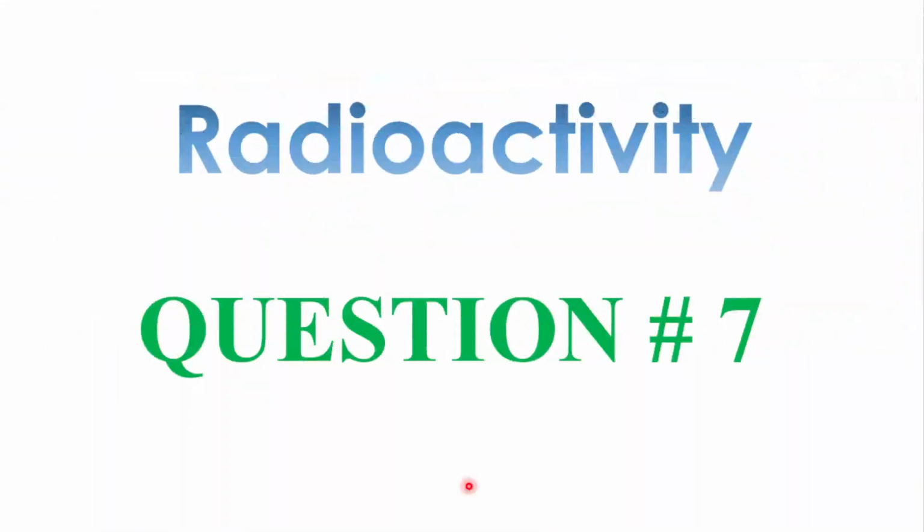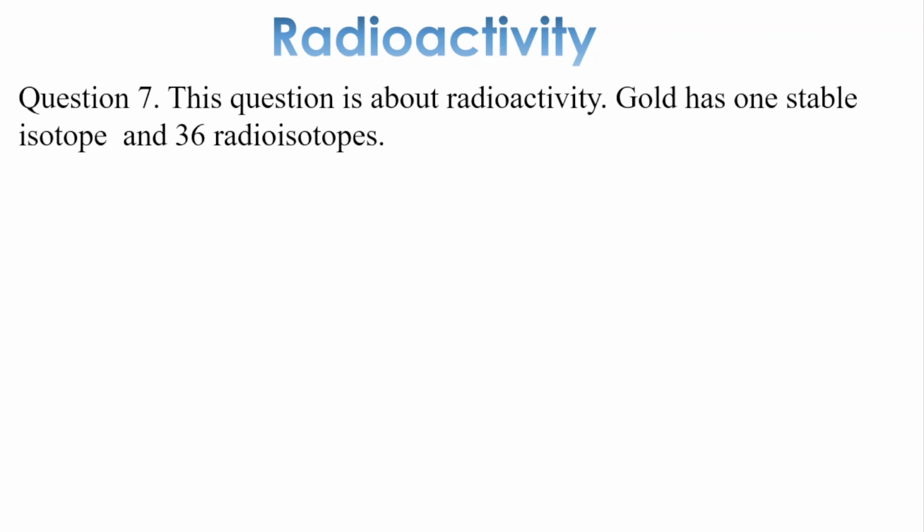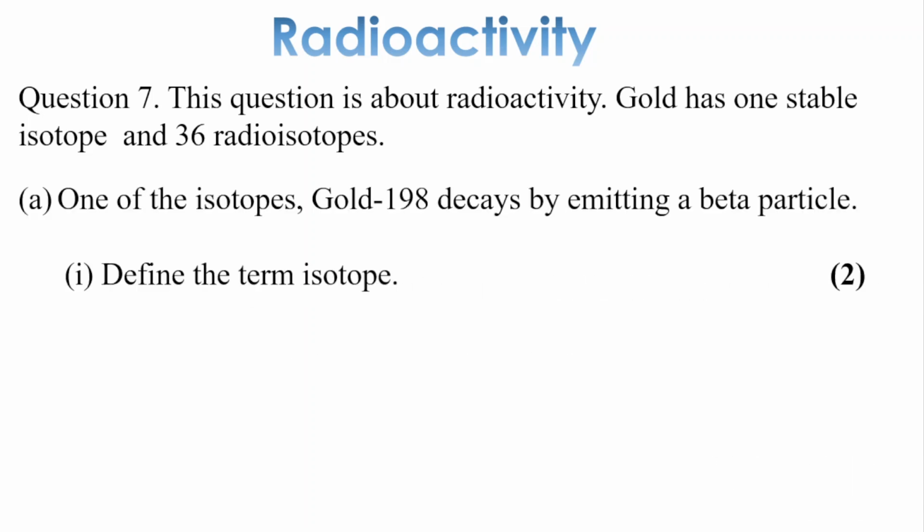So now we're on the last question, question number 7, and it's about radioactivity. All right, so let's jump into the radioactivity question now. Gold has one stable isotope and 36 radioisotopes. Wow. Now the first part of the question: one of the isotopes, gold-198, decays by emitting a beta particle. Define the term isotope. And it's for 2 marks.